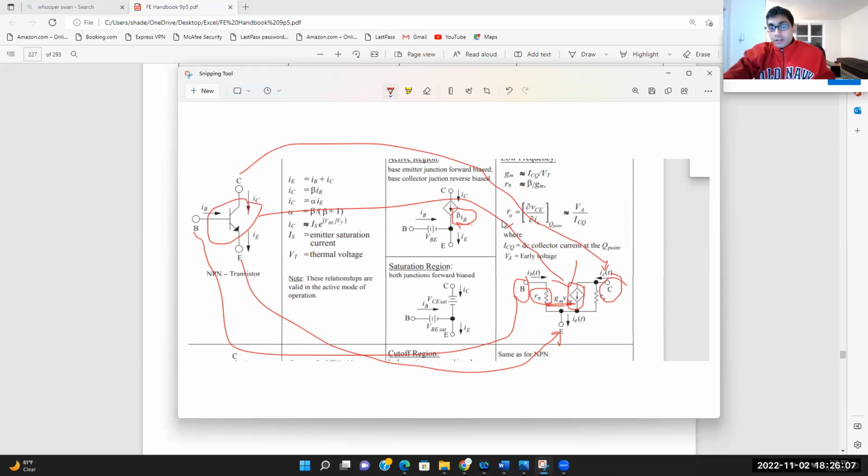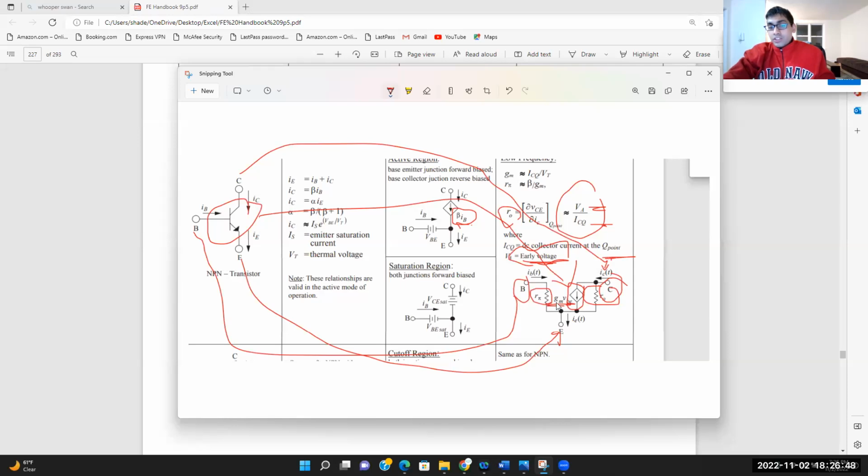Now, R naught, if you're trying to figure out how much it is, this output resistance is nothing but VA divided by IC. These values will be given to you. This is the early voltage. We won't discuss it too much because I don't want to confuse you guys. But these values will be given to you, the early voltage, and this is your IC at the Q point, the collector current at the Q point. So if I divide my voltage by my current, I can find my output resistance over here.